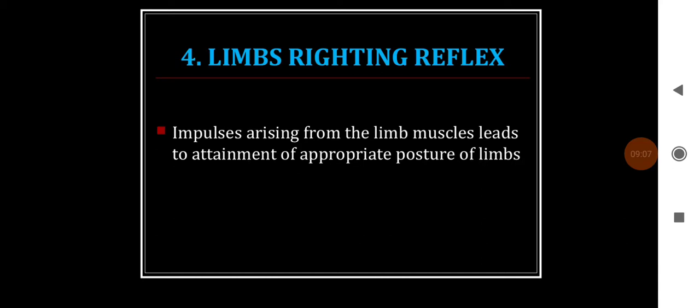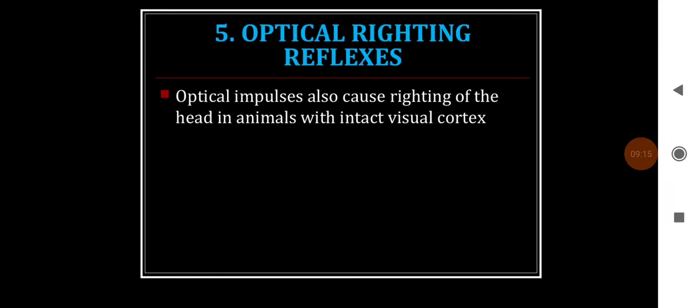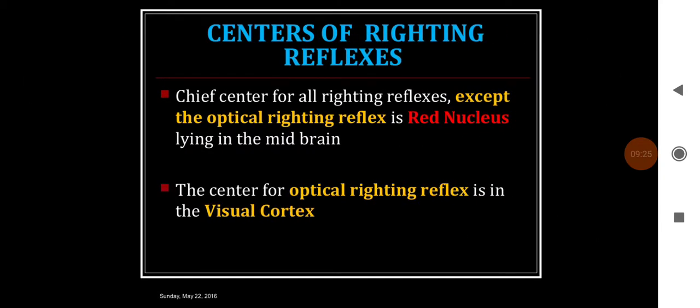Limbs righting reflex. Impulses arising from the limb muscles now lead to attainment of appropriate posture of the limb. Optical righting reflexes. Optical impulses also cause righting reflex of the head in animals with an intact visual cortex. So the chief center for most of the righting reflexes, except the optical righting reflexes, is the red nucleus lying in the midbrain. The center for optical righting reflexes is the visual cortex.